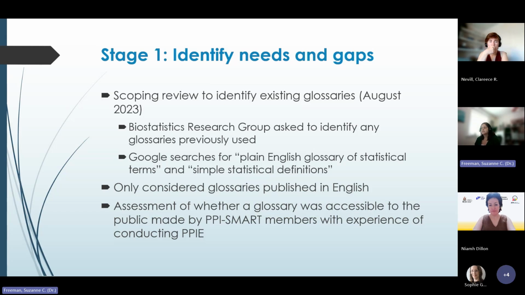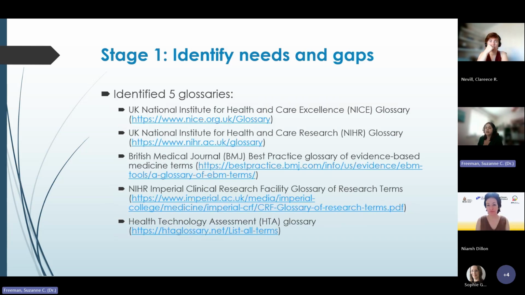And that assessment of whether the glossary that was identified was accessible to the public was made by other PPI-SMART members who had been involved in conducting PPIE previously. So these 2 ways of searching resulted in 5 glossaries. So we've got one from NICE, we've got 2 from the NIHR, we've got a BMJ one, and we found a specific health technology assessment glossary as well.